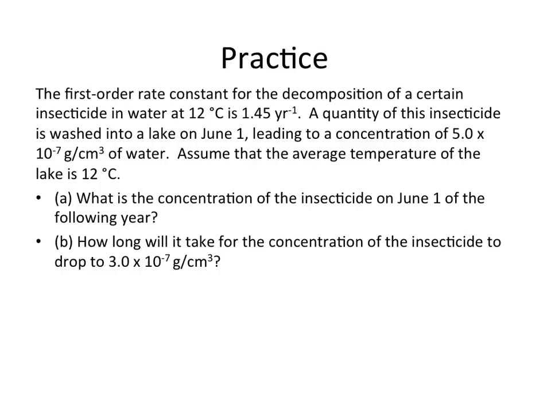Pause this video and do the following practice problem using integrated rate laws. For part A, you should have calculated a concentration equaling 1.2 times 10 to the negative 7th grams per centimeter cubed, and for part B, a time of 0.35 years.